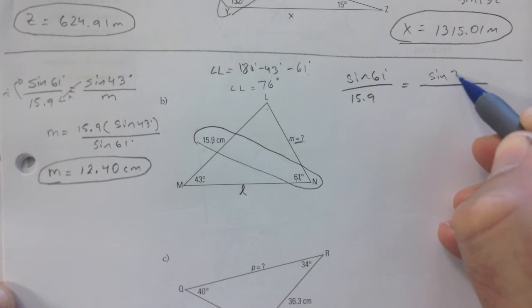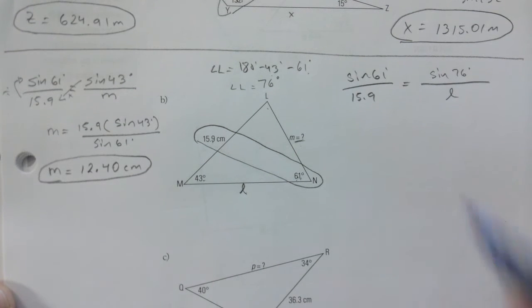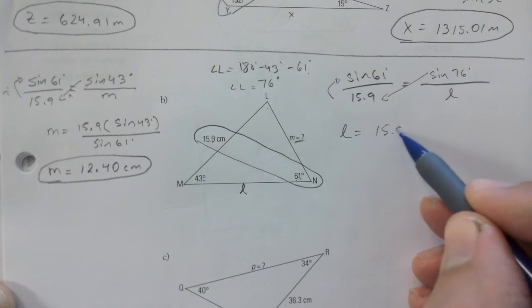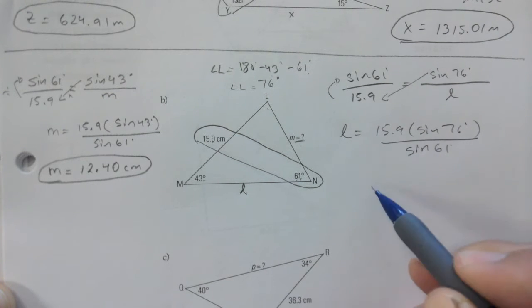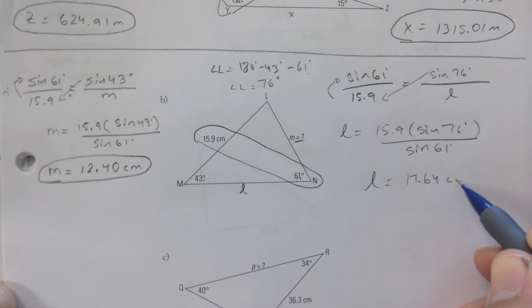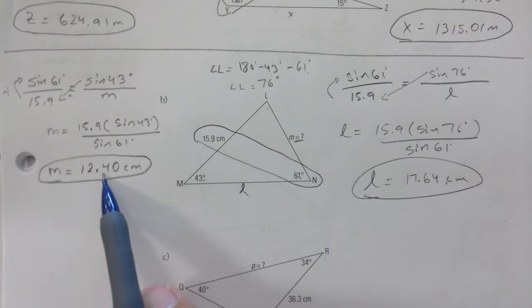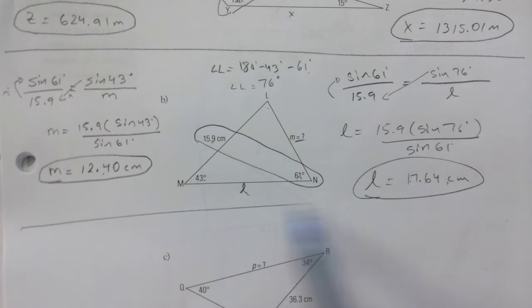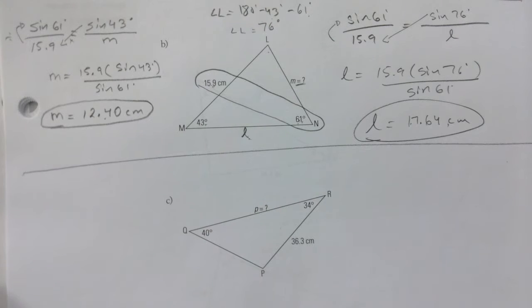So sine of 76 degrees over lowercase l. Okay. You cross multiply and you divide. So it's 15.9 times sine of 76 divided by sine of 61. And that is 17.64, which is what I expected, right? Longest side. If you look at the numbers, the three sides, it's the longest side, so we're good. Because I want you to make sure you check, don't blindly trust your answers, right? So there you have those.